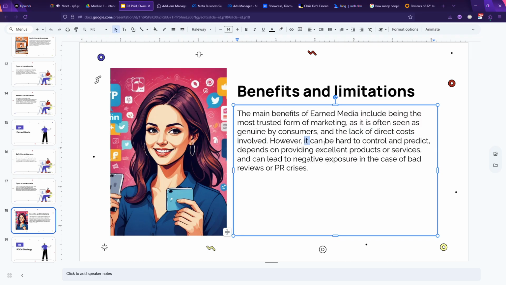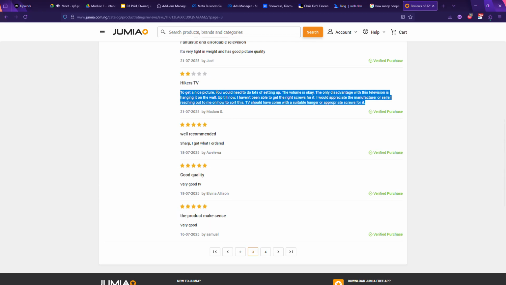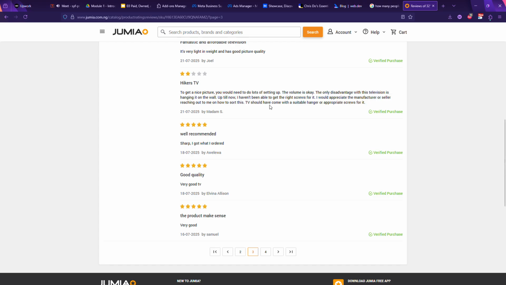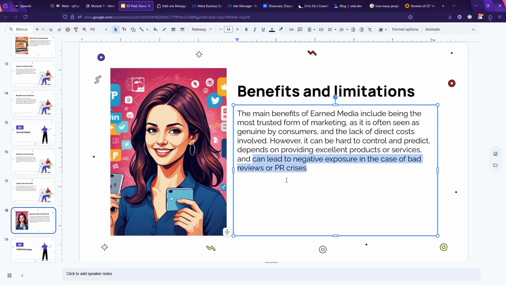However, it can be hard to control and predict because of the negative comments here. It depends on providing excellent products or services and can lead to negative exposure in the case of bad reviews and PR crisis. So in here, the seller also cannot give any reply to this comment. So that's what the limitations of earned media are.